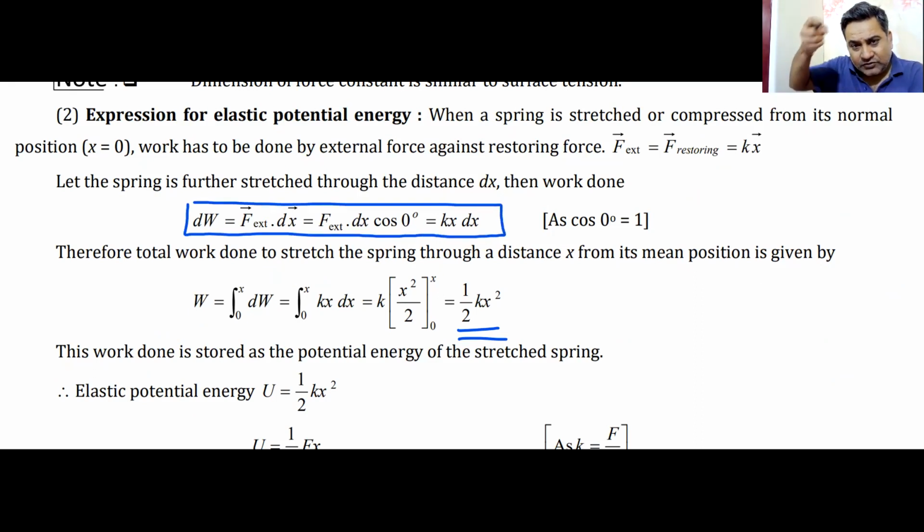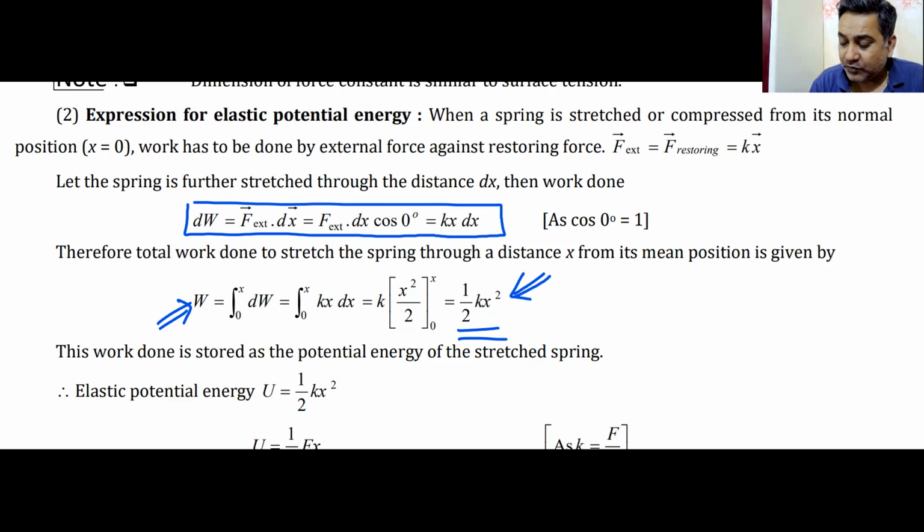If I have to stretch the spring, I will have to do some work. That work is stored as energy. And how much is that work which is stored as energy? It is simply equal to half kx squared. And this is a proof for that.